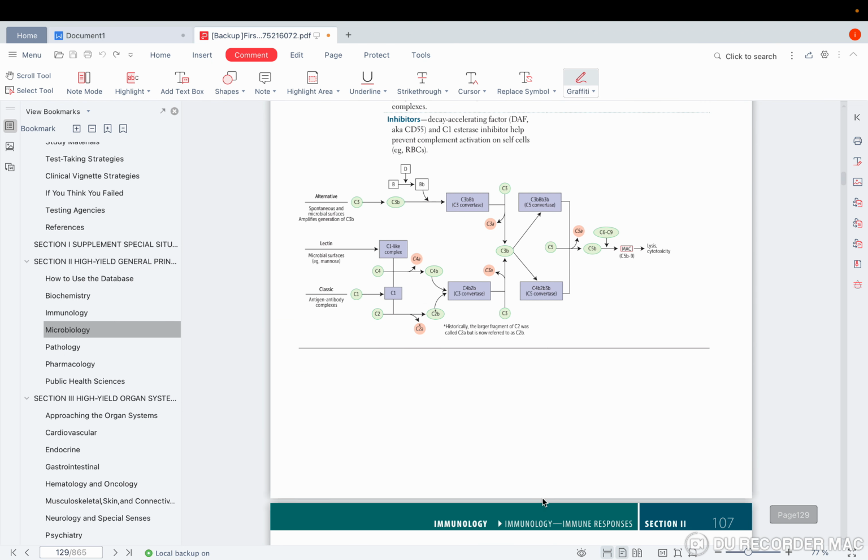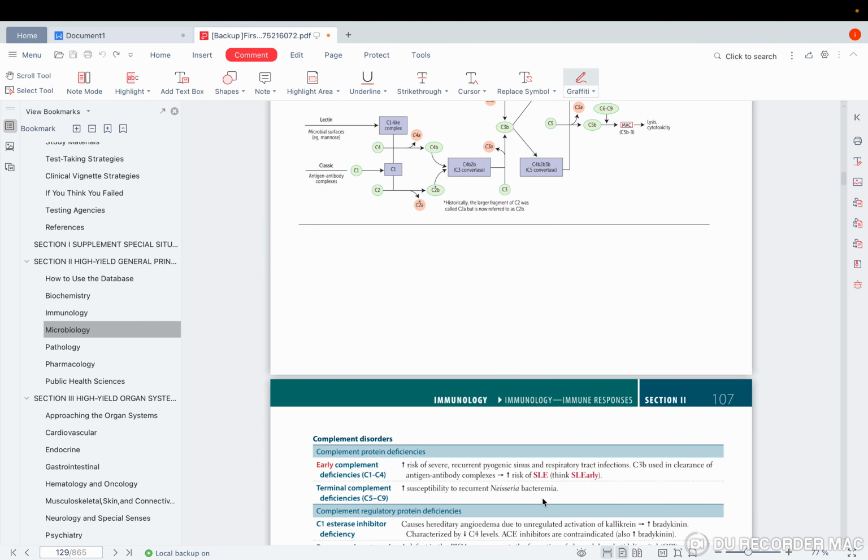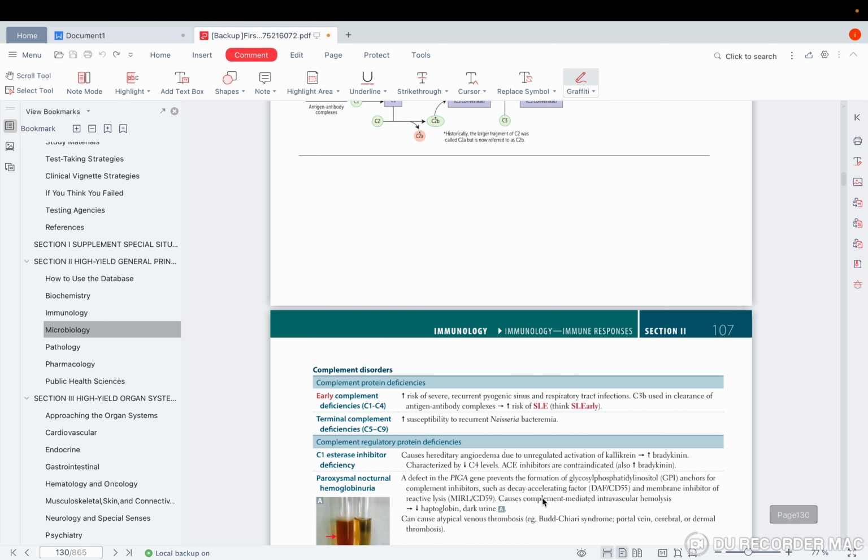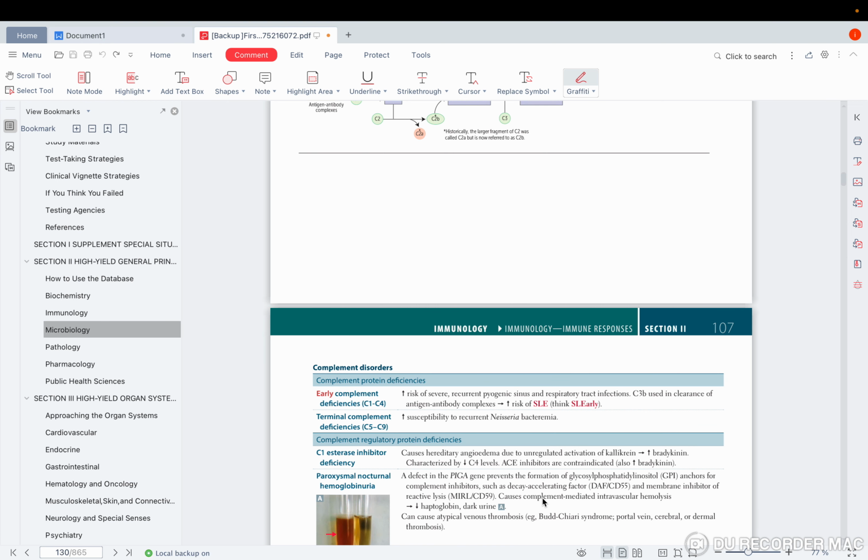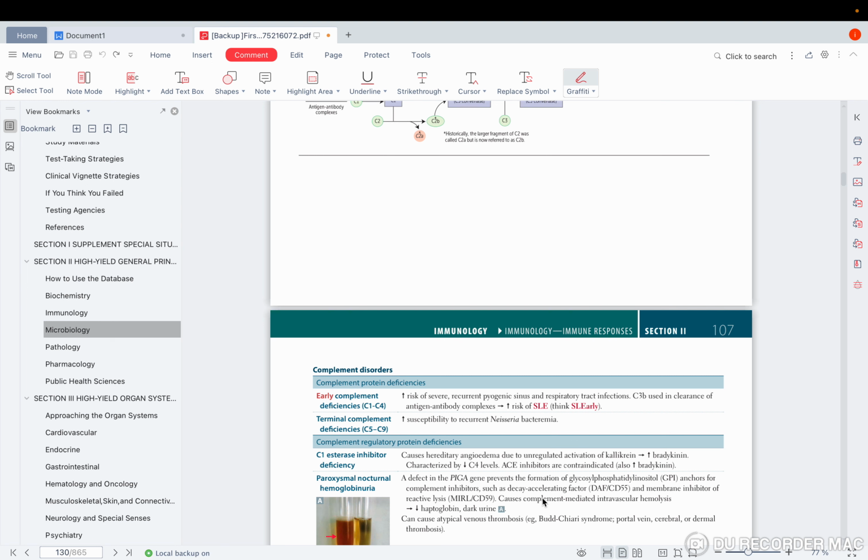Okay, so if we speak about, if someone has a defect in the C5b, he will be more predisposed to getting which type of infections?